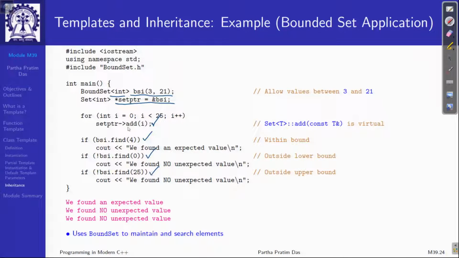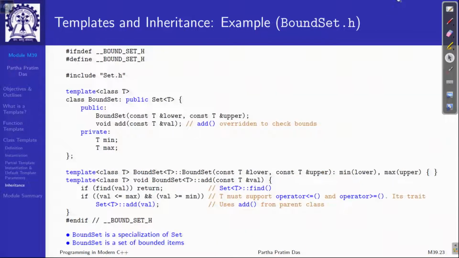If it is added, all values from 0 to 25 have been attempted to be added with the bound of 3 and 21. So, naturally 0, 1, 2 could not have been added, and 22, 23, 24, 25 could not have been added. So, this will succeed, this will fail on 0, this will fail on 25, and that is what you get. So, this is a simple illustration of what you can inherit and create a specialized definition from.